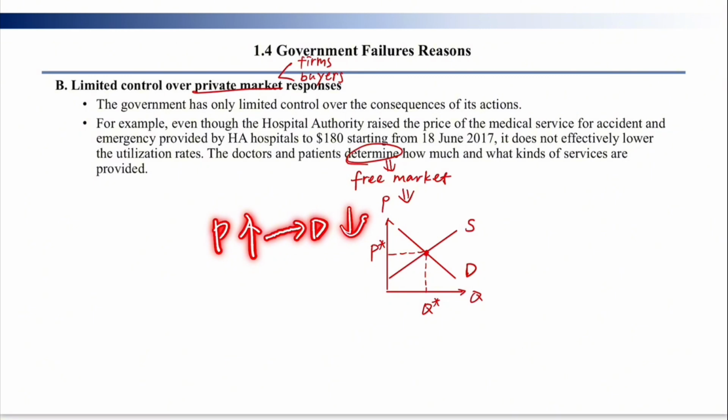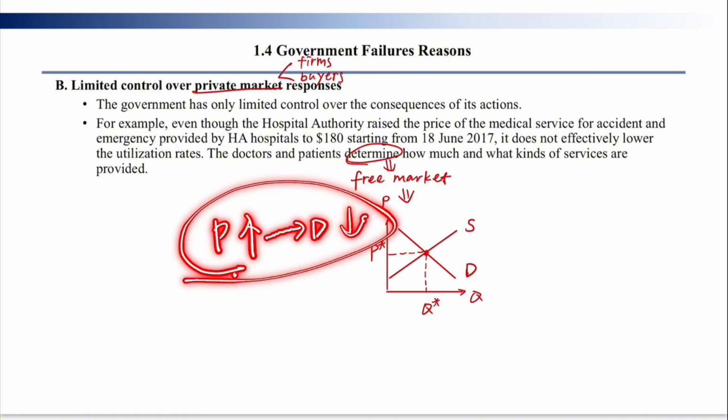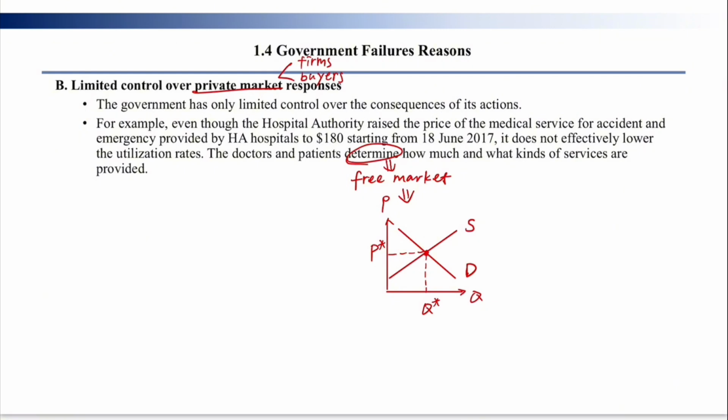However, in fact, the action did not reduce the demand. Because medical services are not like ordinary goods, the patients are less sensitive to the price. When the patients encounter some emergency situations, no matter how high the price goes, for example, whether the price is 100 or 180, their demand will not decrease. So this is an example of limited control over private market responses. It's one of the government failure reasons. Okay, let's turn to the next reason.